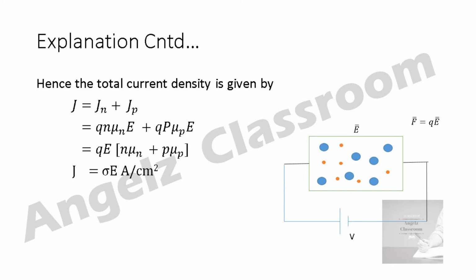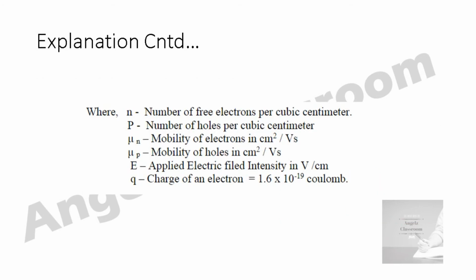The total current density is given by J is equal to Jn plus Jp. Jn and Jp we have already calculated, so now I am going to substitute them in this equation. From this equation I am taking Q e as a common term, and I am going to name the term Q into N into mu N plus P into mu P as sigma. In the next topic we are going to see about diffusion current.